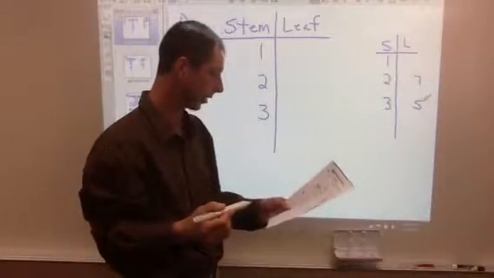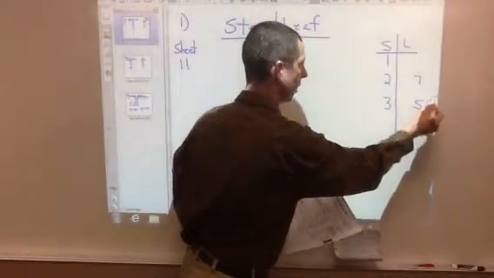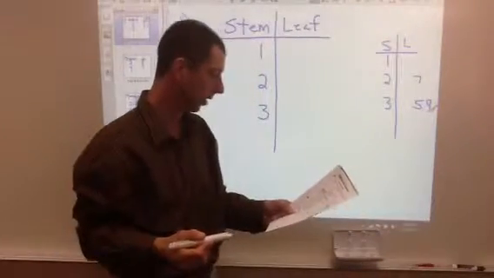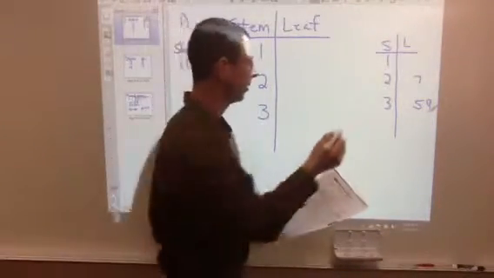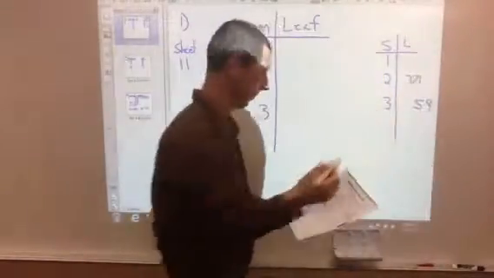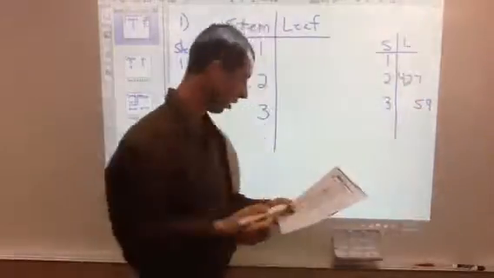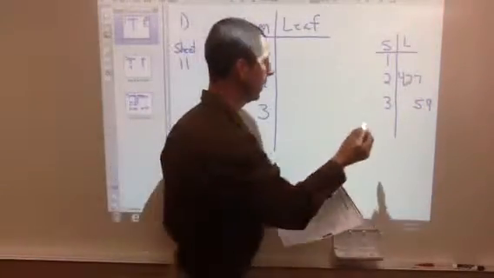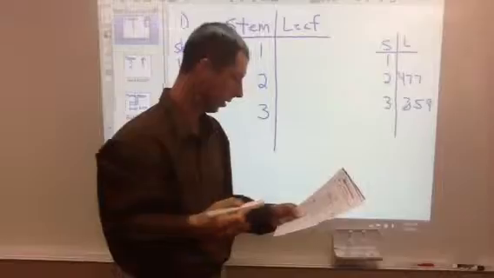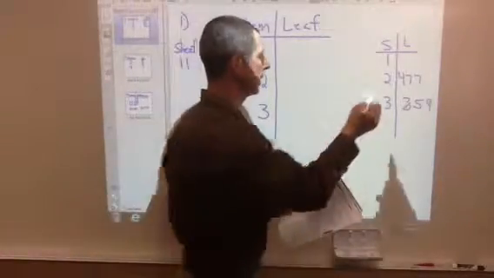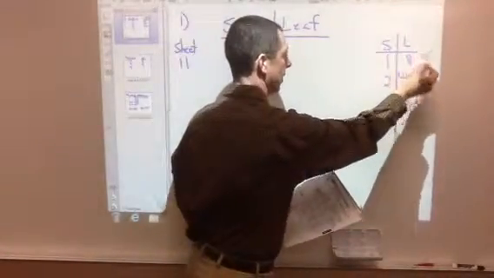Next number is 39. I can put that way out. Hopefully I won't run out of space here. 27 is my next number. I'm going to put that 7 here. 24 is less, so I'll put that here. 33 has got to go here. 18 and then 19, so 18, 19.